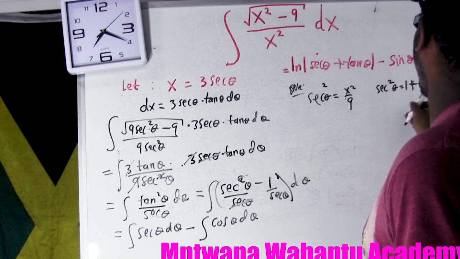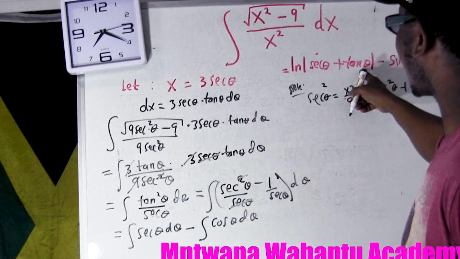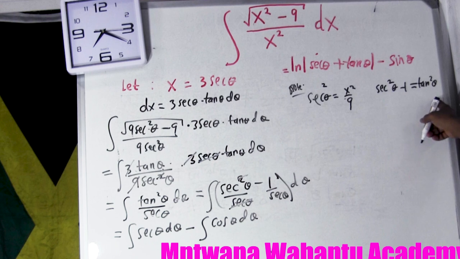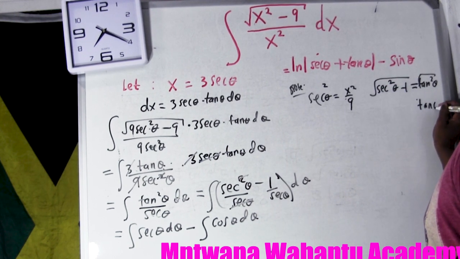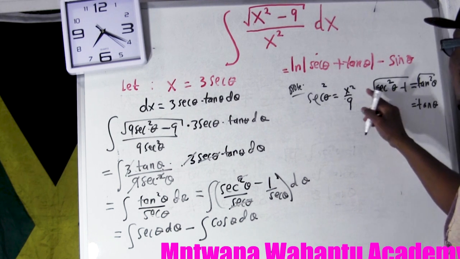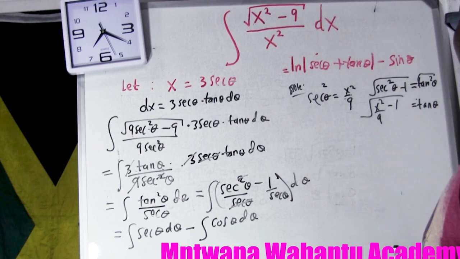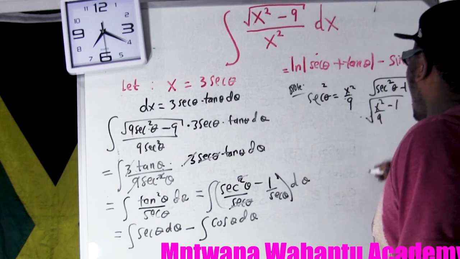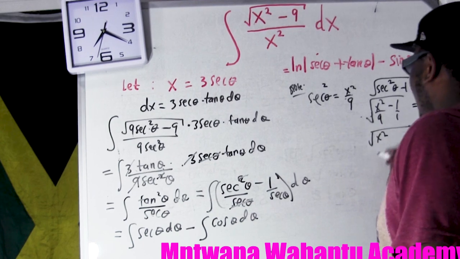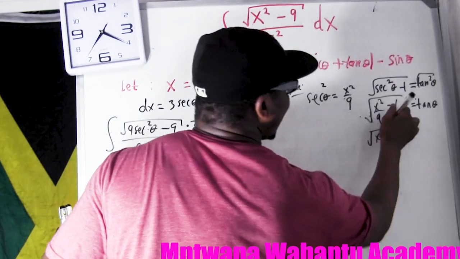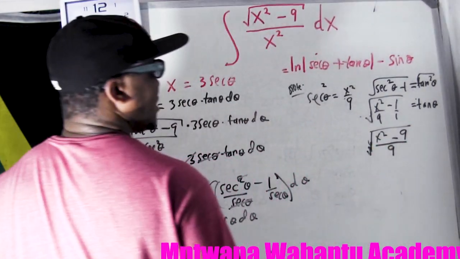Tan square equals sec square minus 1. But we want to get only tan, so we take the square root of this side and of this side. So tan of angle equals the square root of sec square minus 1. And what is sec square? x square over 9 minus 1. I can find the common denominator, multiplying by 9, so this is going to be the square root of x square minus 9 over 9.